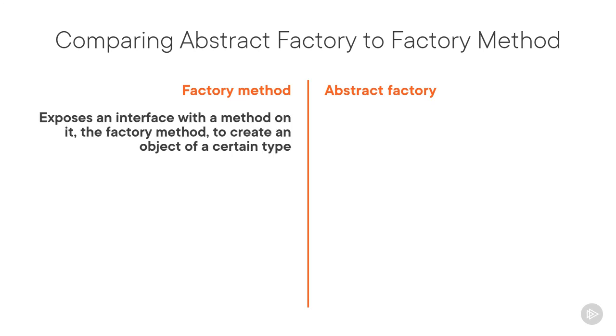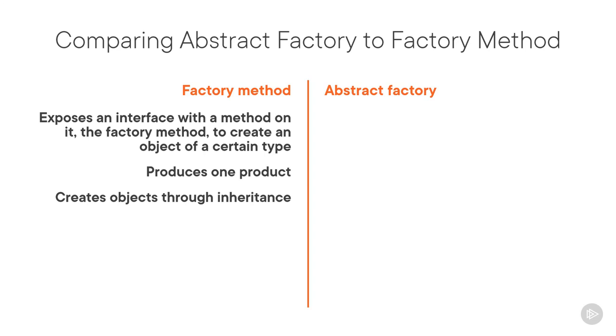Let's start with the factory method pattern. In essence, this means that we're creating an interface with a method on it, the factory method, to create an object of a certain type. Yet, what we work on, the object that's being returned, is never a concrete type. It's an interface or an abstract base class. The factory method only produces one product, and it creates these objects through inheritance by implementing the interface or abstract base class with the factory method on it.